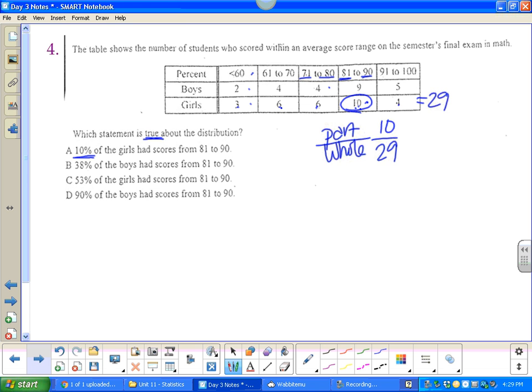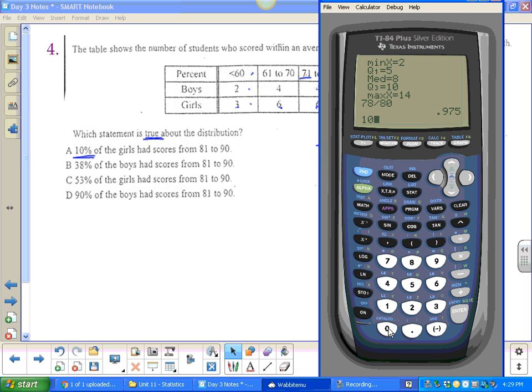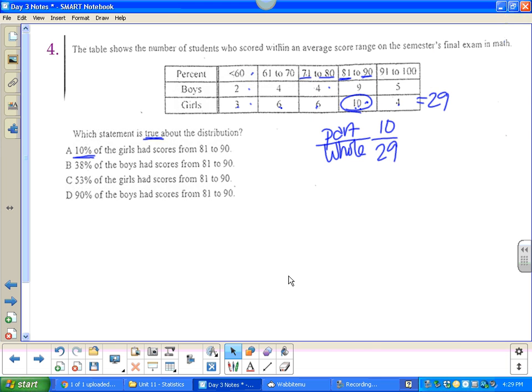So 10 out of 29, I got to see if that's 10%. Pretty sure that's not 10%. 10 out of 29. No, that's not 10%. That's 34%. So that one's out.